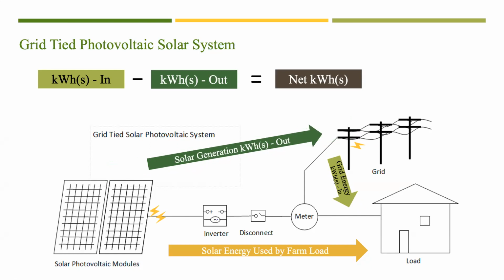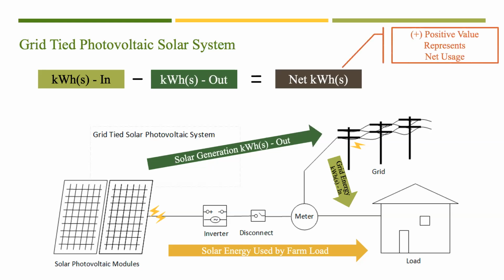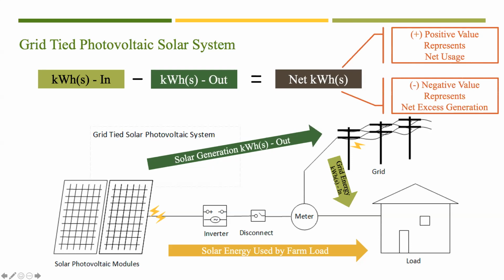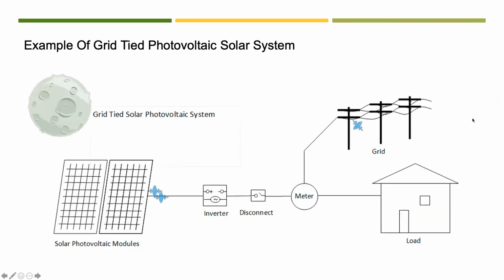And I like to think of this in terms of a month, or I guess a billing period, right? So when we think about net metering, net kilowatt hours, just visualize a billing period. So all of your kilowatt hours in through the billing period, all of your kilowatt hours out through the billing period, what's left over? This value could be both positive or negative. If it's a positive value, this is going to represent net usage. If this is a negative value, this is what we refer to as net excess generation. So you're generating more that month than what you're using.